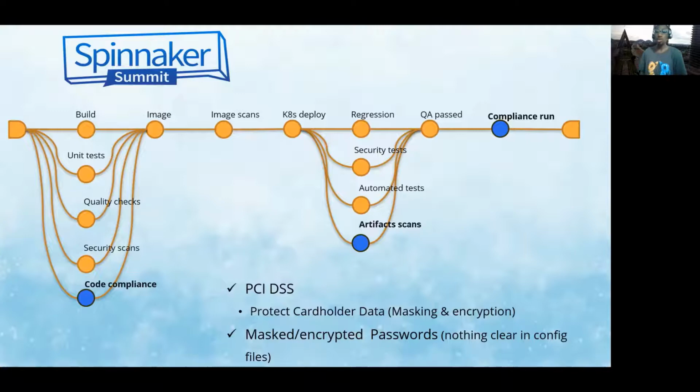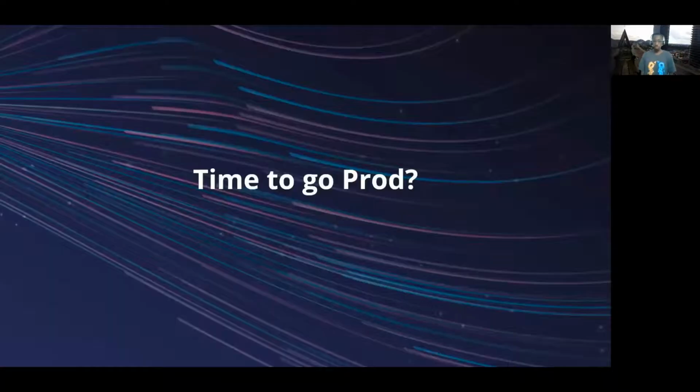Also, our passwords are not in clear, especially when we run the artifact scan stage. It ensures that the config map, the environment variable, and even the secrets don't have passwords in clear text. On our Kubernetes environment, nothing is in clear text. So yes, time to go to prod.